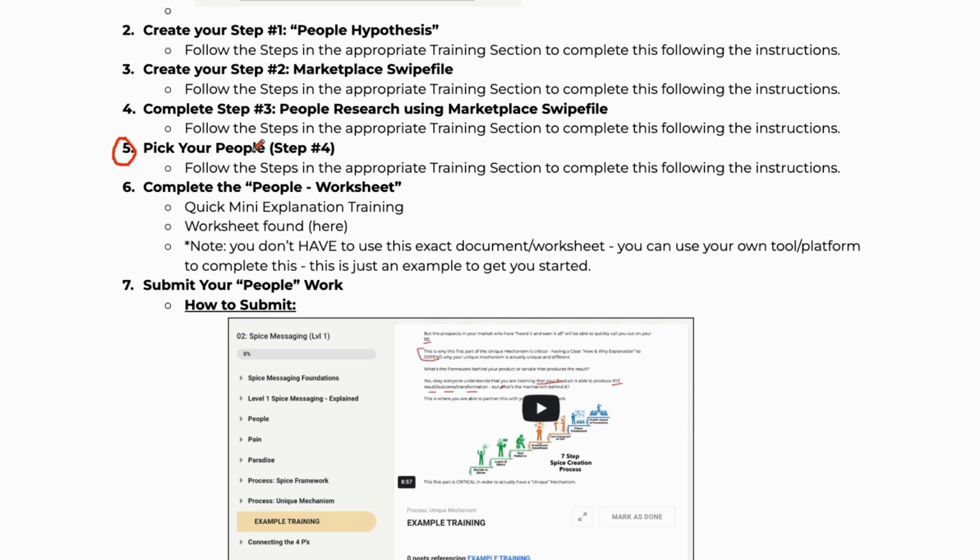Again, we talk about all of these steps extensively inside of each individual training. So if you're just skipping around, make sure you actually go back and look at all of those steps, because we give it step by step by step by step in there.